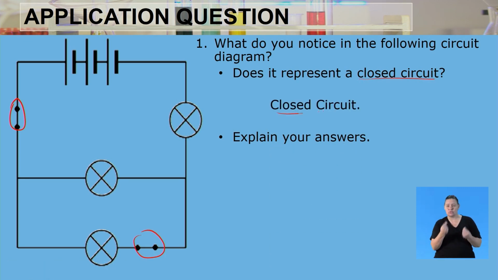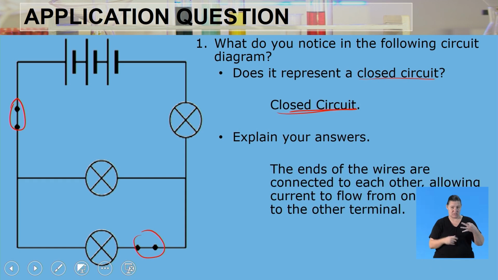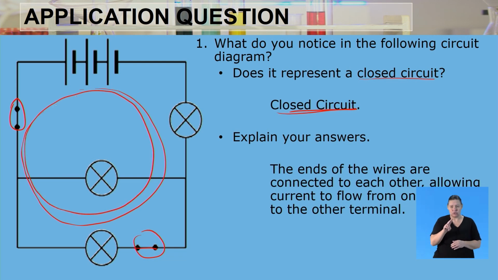Now, why are we saying that it shows a closed circuit? We are saying this because the ends of the wires are connected to each other. As we can see, the ends of all of these wires are connected to each other, and this allows the current to flow from one terminal to the next. So the current will be able to flow through these wires from one terminal to the next. Why? Because the switch is closed.